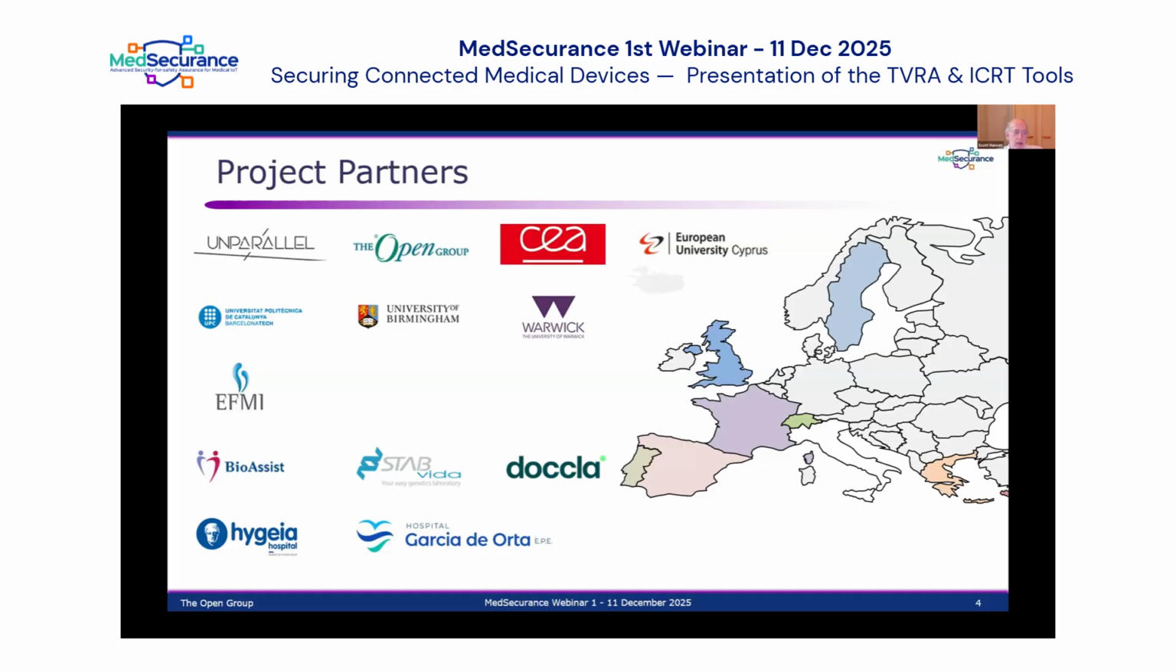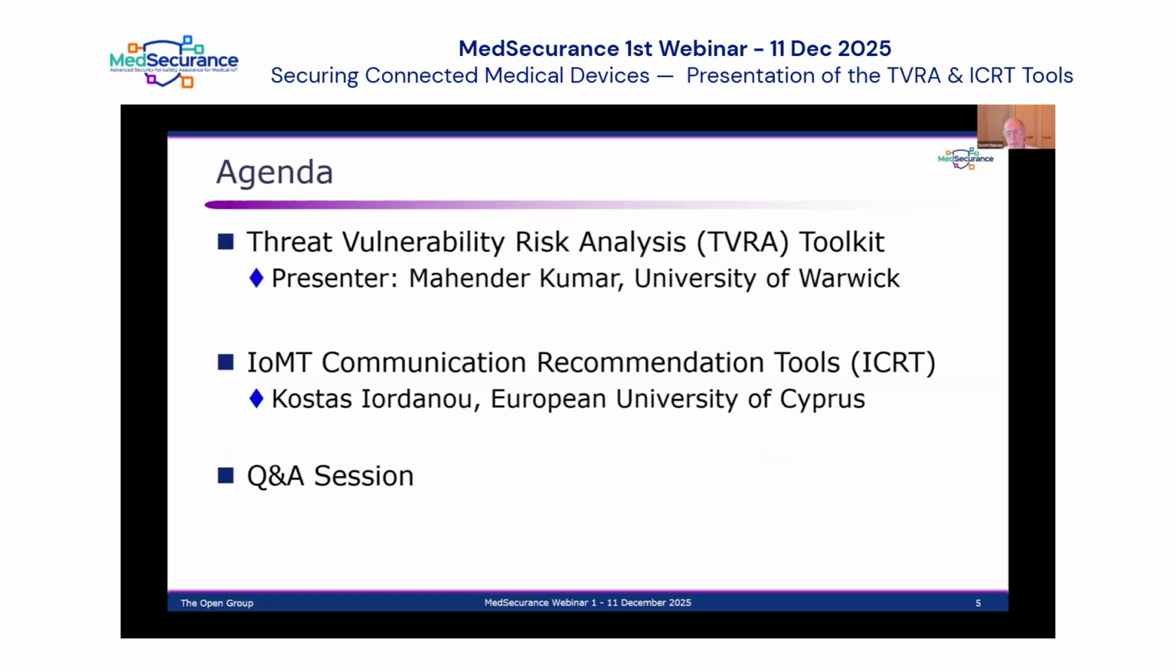I don't want to spend too much time with introductions, but just to give you a quick overview of what the project is about and get into the actual tool demonstrations. So presenting today, we'll be showing you the Threat Vulnerability Risk Analysis Toolkit, TVRA we call it. And the presenter will be Mahendra Kumar from the University of Warwick, who's been the lead developer in creating the tool with the team at the university there. And we'll spend about 30 minutes looking and demonstrating that tool.